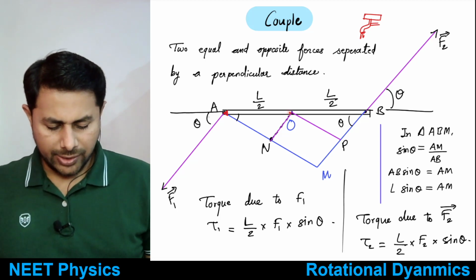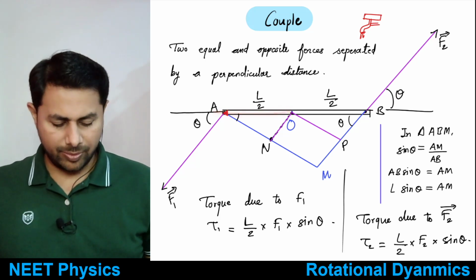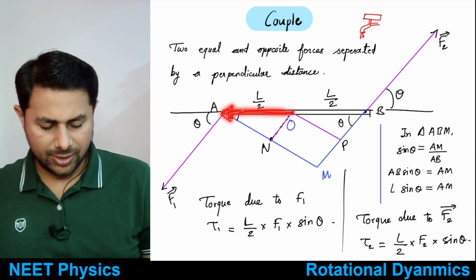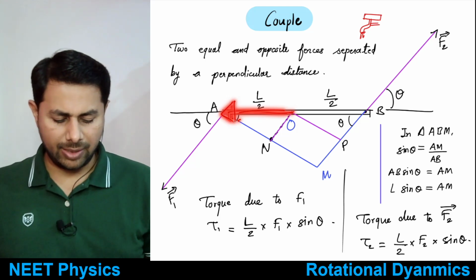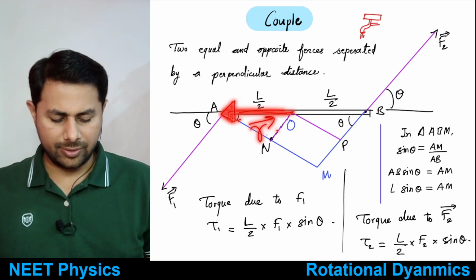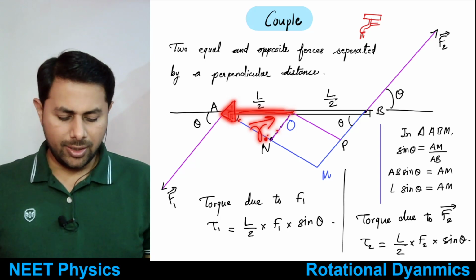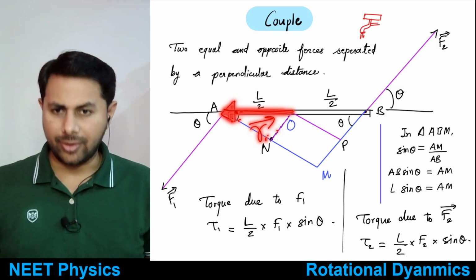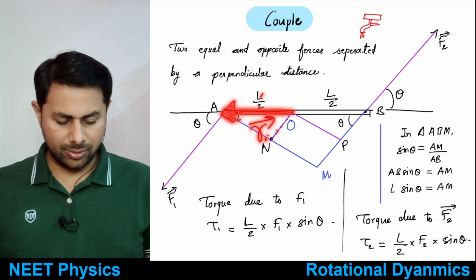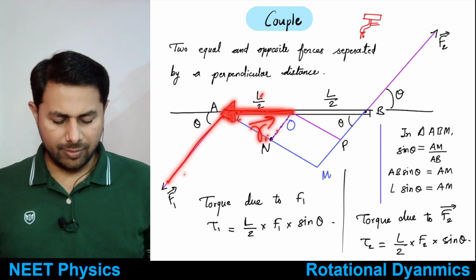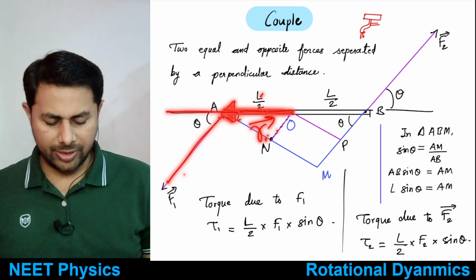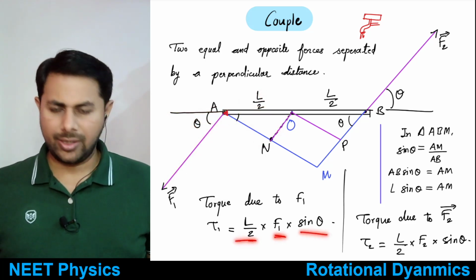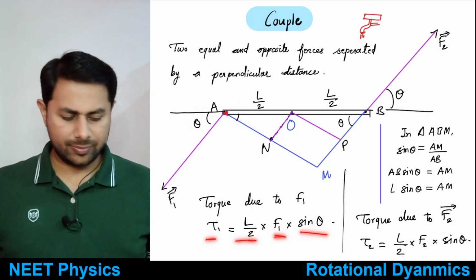Then what is its position vector? Position vector of F1 is suppose R1. It is directed like this. Can you see this? This is the position vector of F1. Let's call it R1. You can call it anything. So how much is the magnitude of this position vector? L by 2. And how do we find torque? So it is L by 2 multiplied by F1 multiplied by sine theta. Theta is the angle between this R and F. So this is the angle theta. So L by 2 times F1 into sine theta. So this is tau 1.